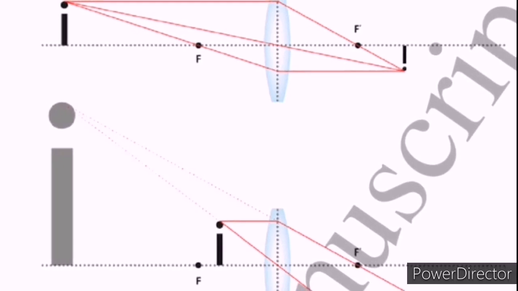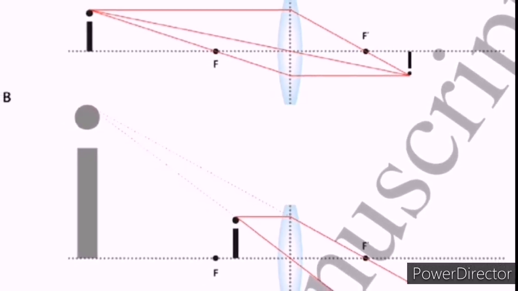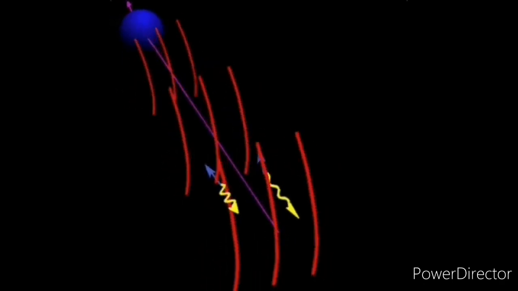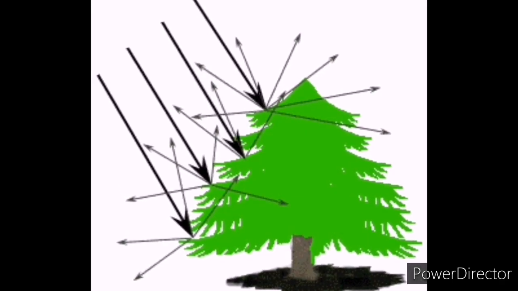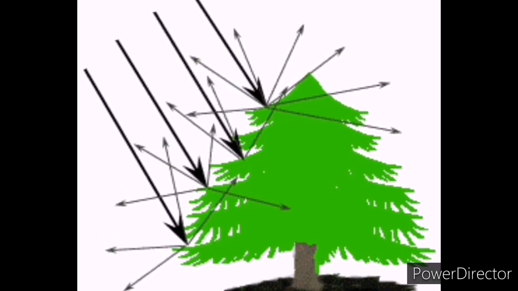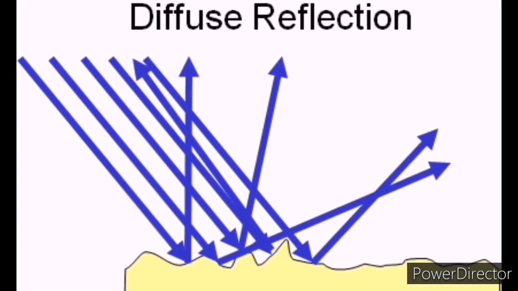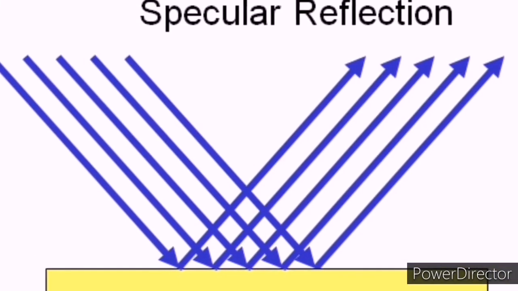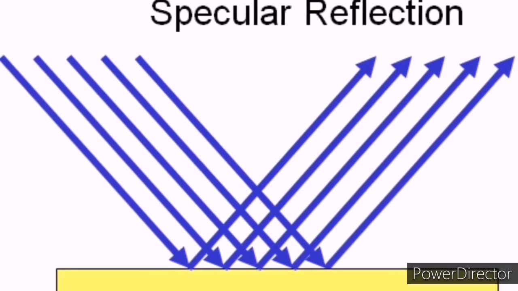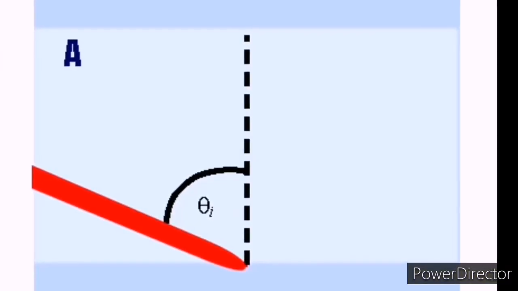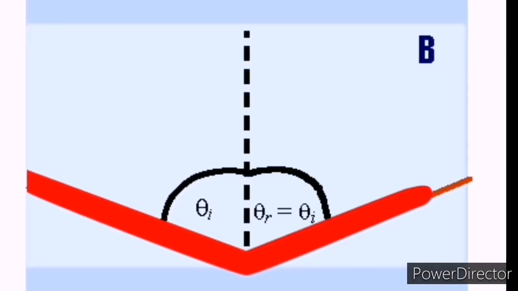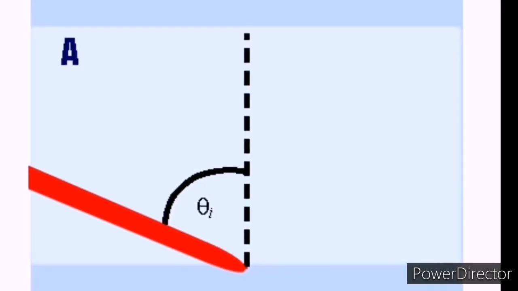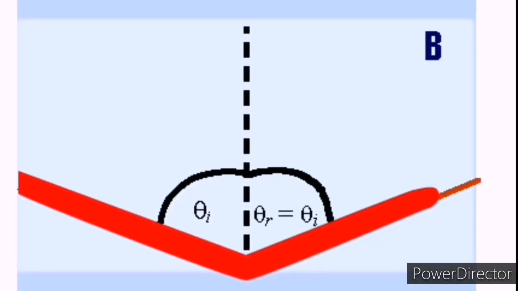Diffuse reflection describes non-glossy materials such as paper or rock. The reflection from these surfaces can only be described statistically, with the exact distribution of the reflected light depending on the microscopic structure of the material. In specular reflection, the direction of the reflected ray is determined by the angle the incident ray makes with the surface normal, a line perpendicular to the surface at the point where the ray hits. The incident ray, the reflected ray, and the normal lie in a single plane.